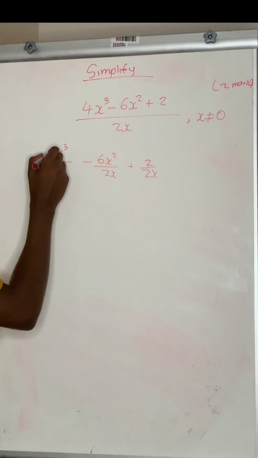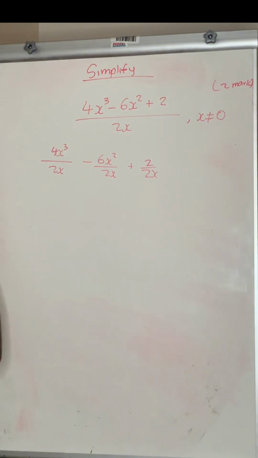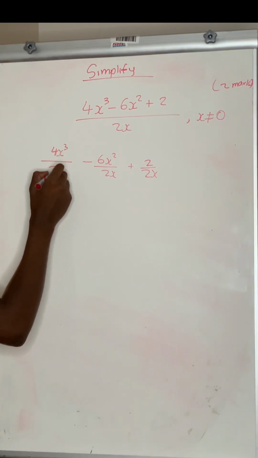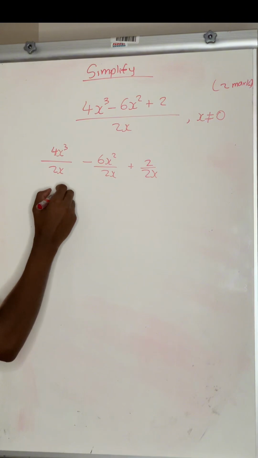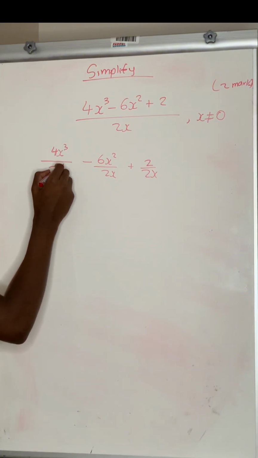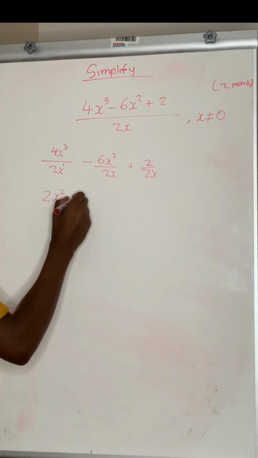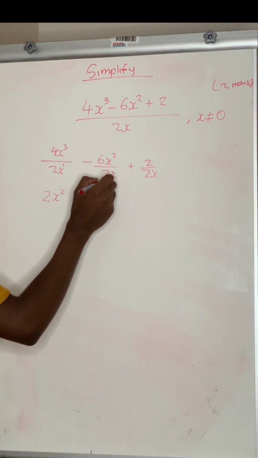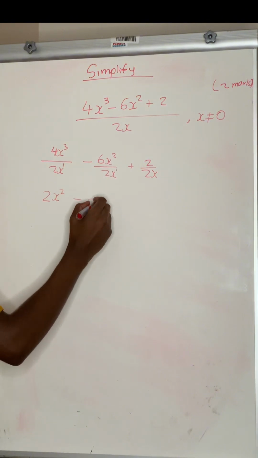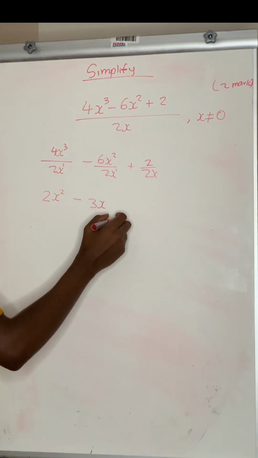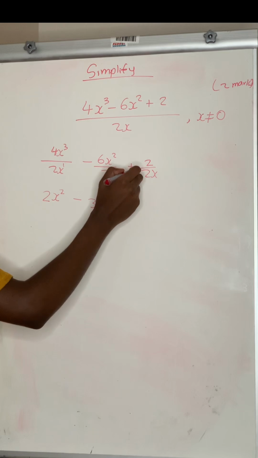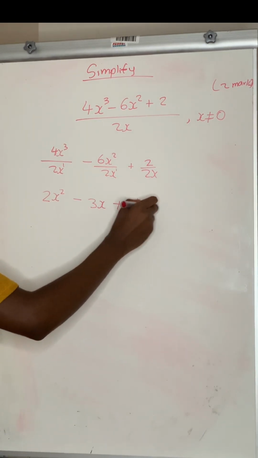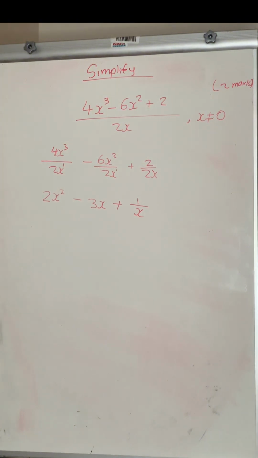So we're gonna divide the coefficients first. So 4 divided by 2, that is 2, and then x^3 divided by x, it's x^(3-1), it's basically x^2, and then minus 6 divided by 2, that is 3, x^2 divided by x, 2 minus 1 again, it's x^1, okay, and then plus 2 over 2, that is 1, okay, all over x, and then you are done.